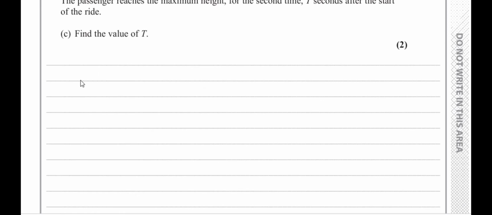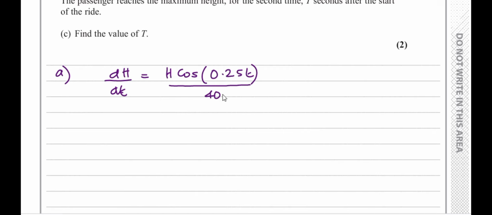So let's write the equation here. dh by dt is equal to h cos 0.25t all over 40. Identify the terms that we have to interchange. You've got an h here on the right and there is t there. So dt obviously has to come to the numerator.